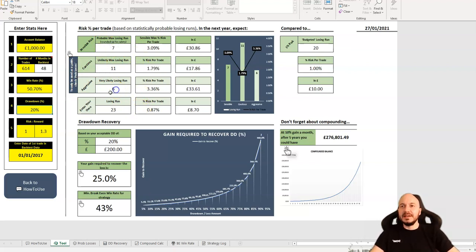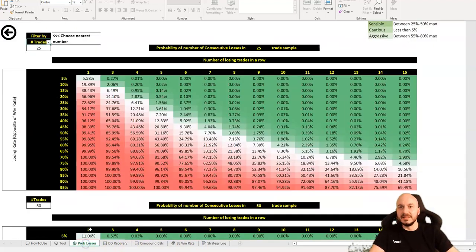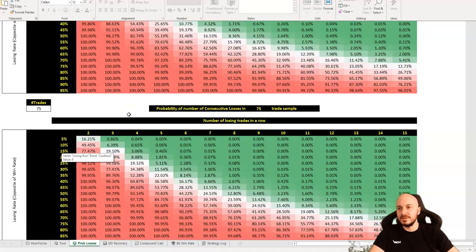So what this tells us is we've seen 6, 11. So 11 is unlikely, but you might want to plan for very, very unlikely. The probability of you seeing a losing streak of 11 on these stats is going to be very marginal. When I say marginal, it'll probably be sub 5%. We've got that data on our probability losses here, but let's just have a look.